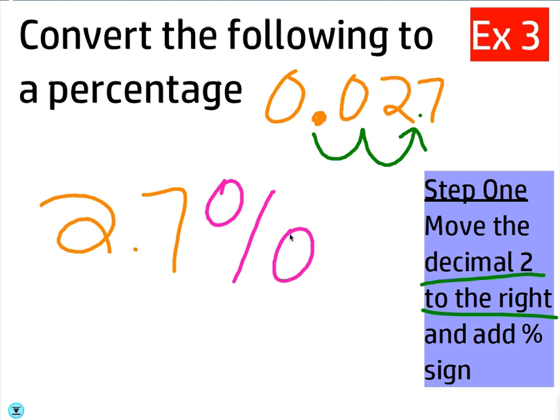No matter what, you move it over 2, because you're essentially dividing by 100. You have to make up for that by moving the decimal 2 to the right and just put the percentage sign on there. Yes. So no matter what we do, we're going to move the decimal 2 places.